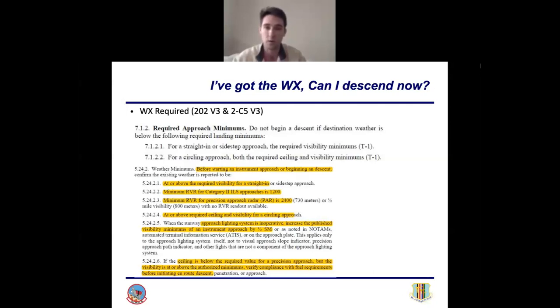At that point, you should be diverting. But this is straight out of the 202 Vol 3 for what's required: visibility minimums for straight-ins, and then ceiling and visibility for circling. And so it says the exact same thing in two pubs.